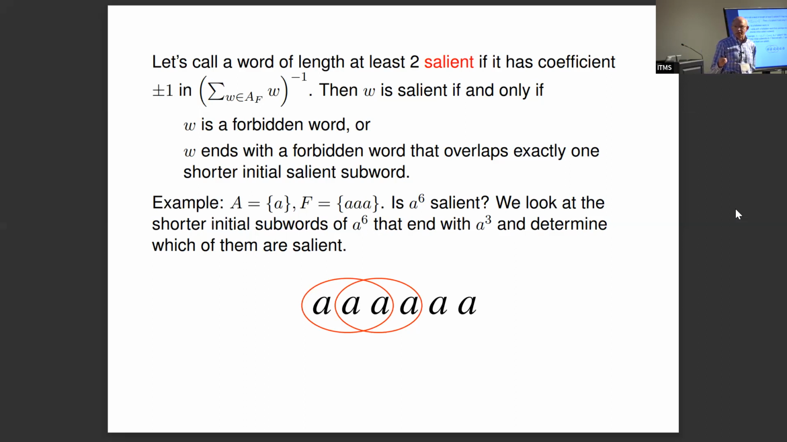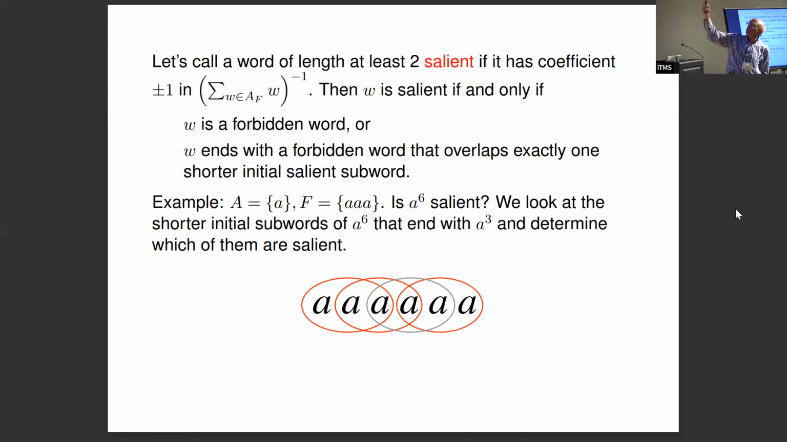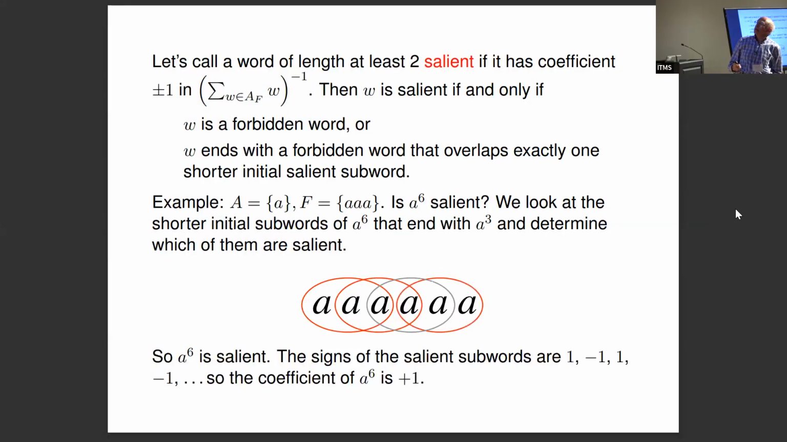The next forbidden word is the next AAA, and that overlaps with two salient words. So it's not salient, and that has a coefficient of 0. And then the next one overlaps with two previous forbidden words, but only one of them is salient. So this is salient. So we get the same coefficients as we had before, and you see this pattern of 1, minus 1, 0, 1, minus 1, 0, and so on.